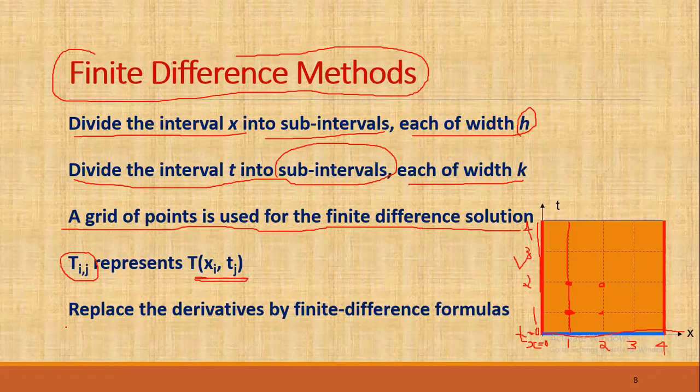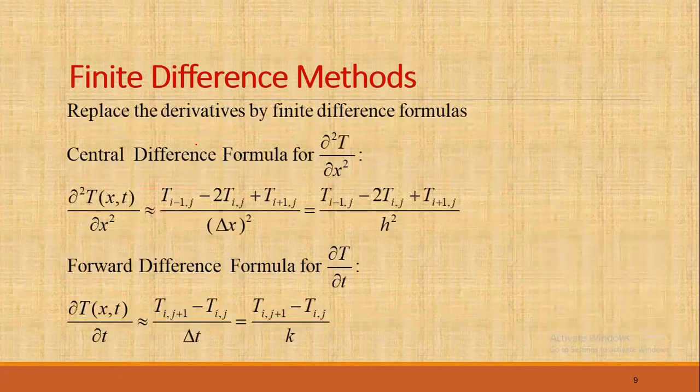After that, replace the derivative by the finite difference formula. So basically, how do we start when any problem is given and we apply the finite difference? First we decide the number of variables. After that, we discretize them, and then we create one mesh and we define all the nodes. Then replace the derivative by the finite difference formula.